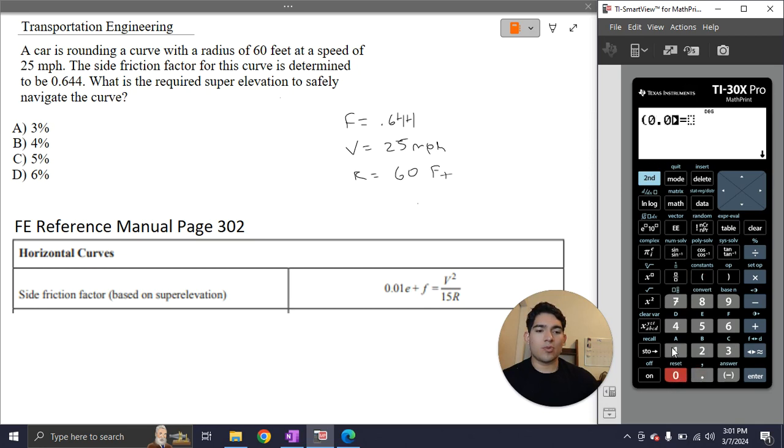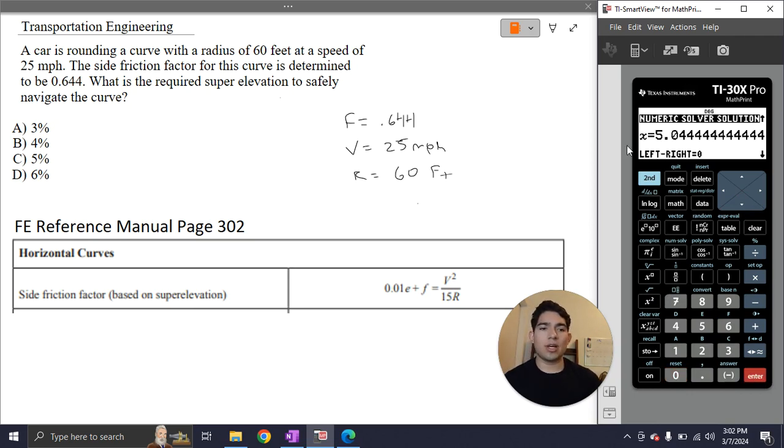So it's going to be 0.01 times x, because that's what we're solving for, the super elevation, plus our friction factor, 0.644. Then we can go to the other side, and we can put the design speed, 25 miles per hour squared, over 15 times 60 feet. So then we're just going to go ahead and solve for x, in this case our super elevation.